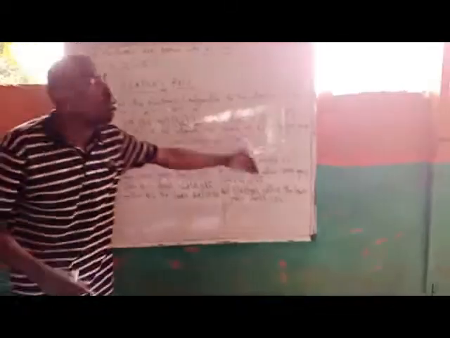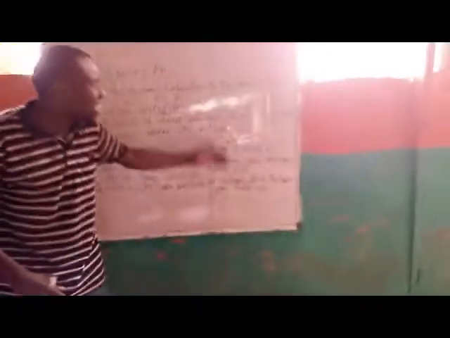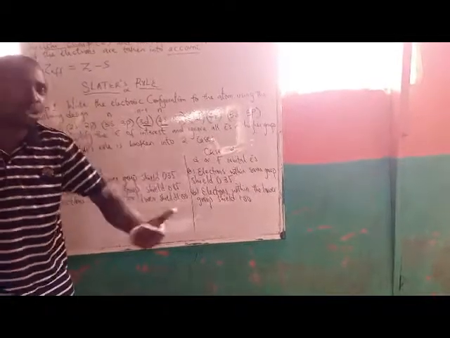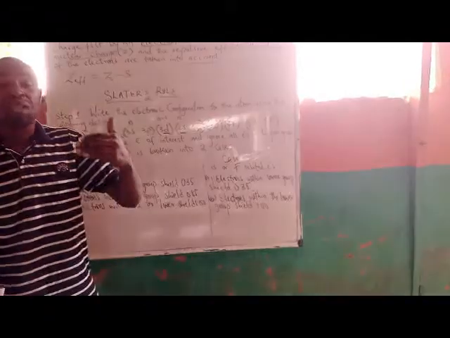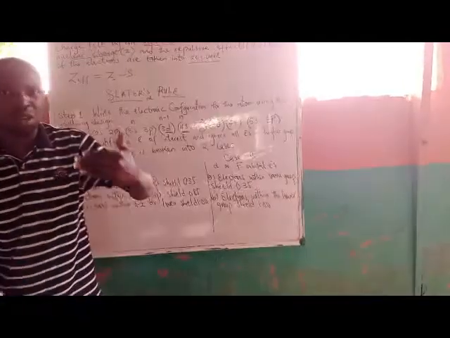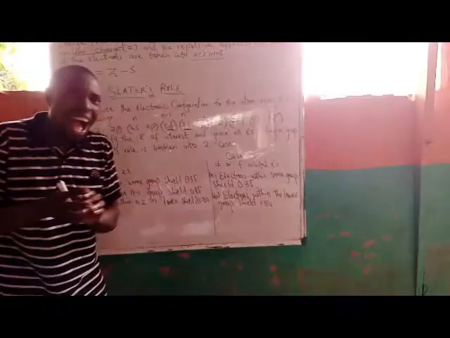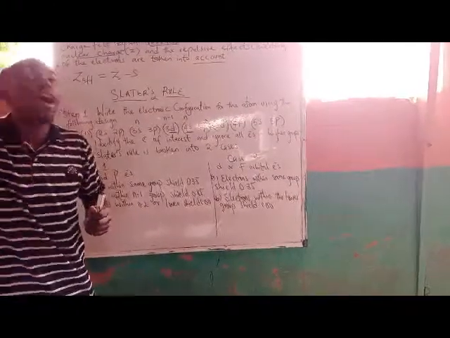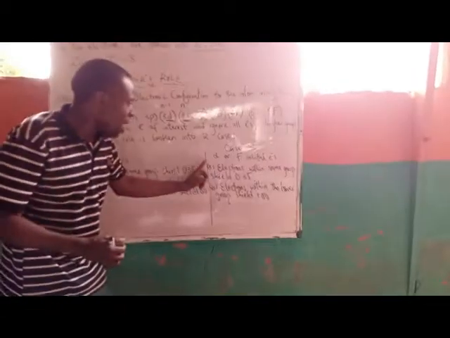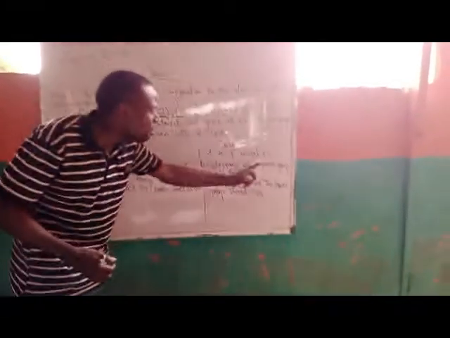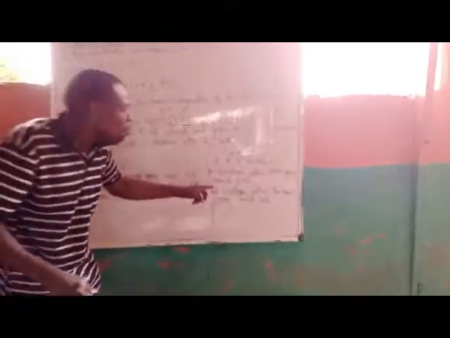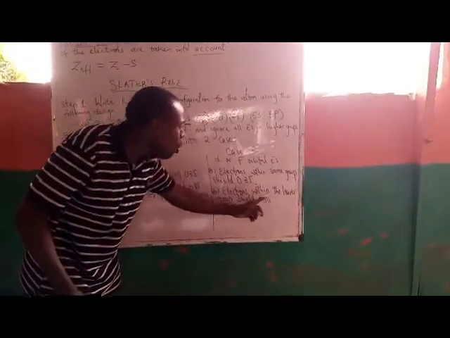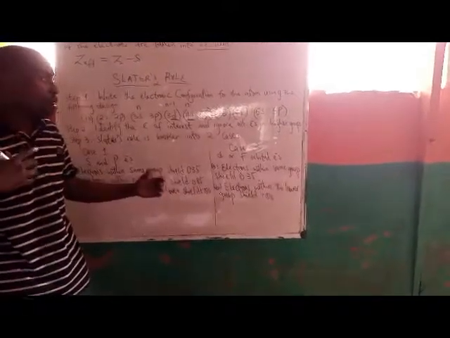But for case 2, which is for the d or the f orbital electron, for example, I'm looking for the shielding constant or the shielding effect of an electron found in the 4f. The rules are: electrons within the same group shield a constant of 0.35, while electrons within the lower group shield 1.0.